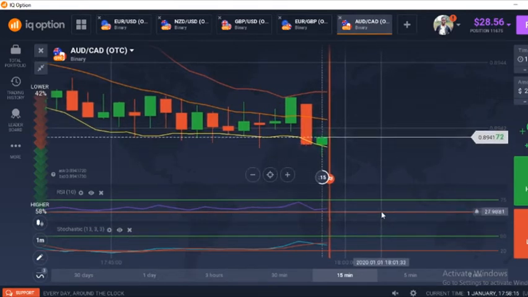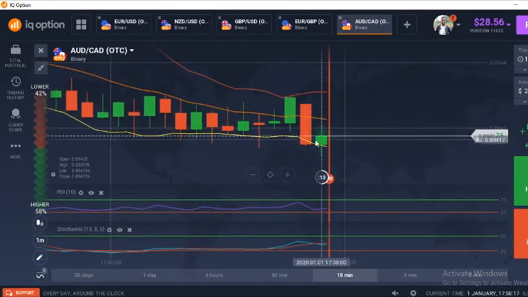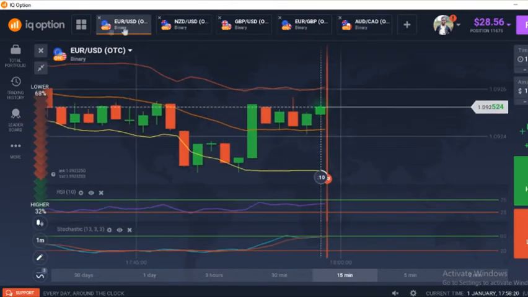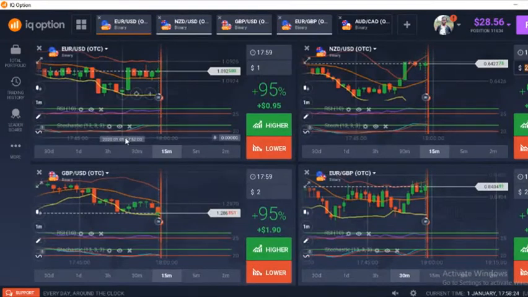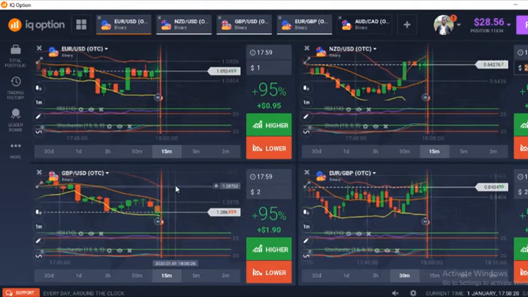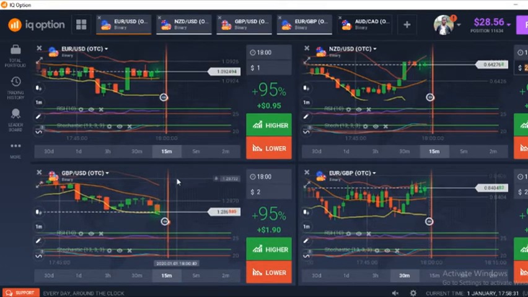Here we should trade to higher, but I'm not quite sure with this strategy. Remember, you can DM me on Instagram. I can explain this strategy. So we wait for another chance to trade. Here you can see an opportunity.